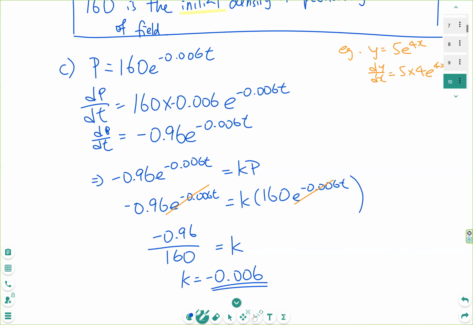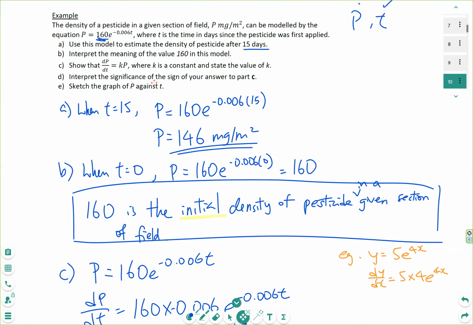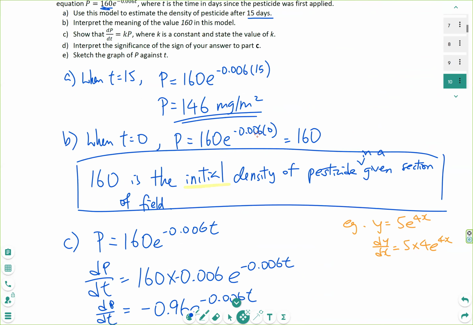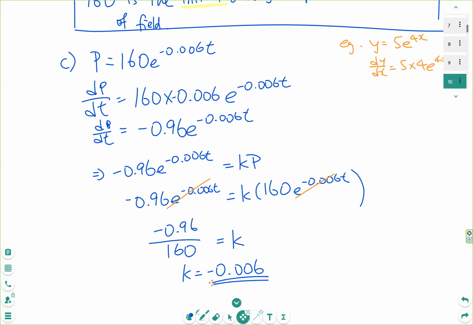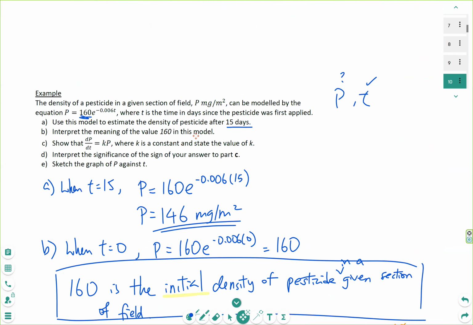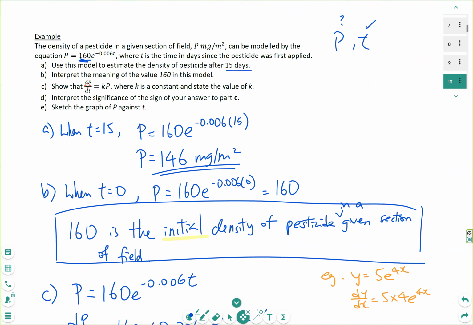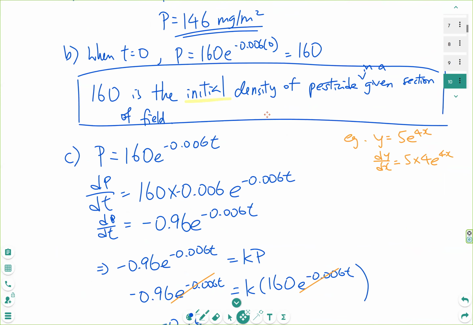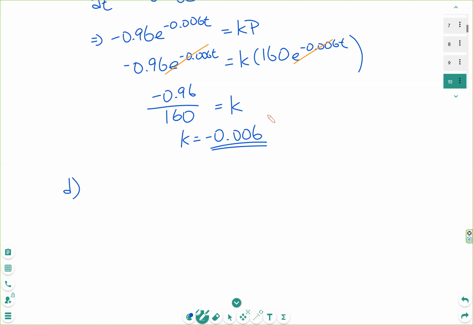Part D. Interpret the significance of the sign of your answer to part C. So what's the sign? The sign is negative. So what does negative mean here? Okay, let's rewrite that. So part D. Essentially from C, what we know is dp by dt equals negative 0.006p.